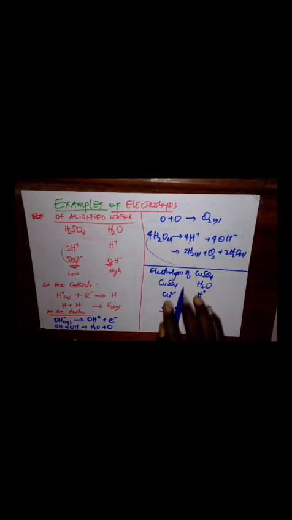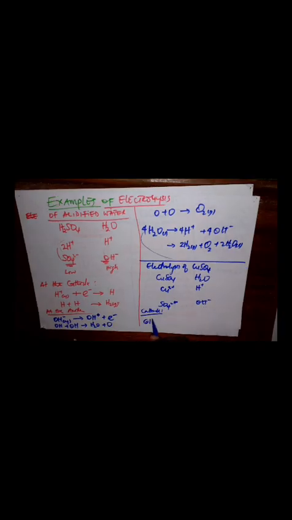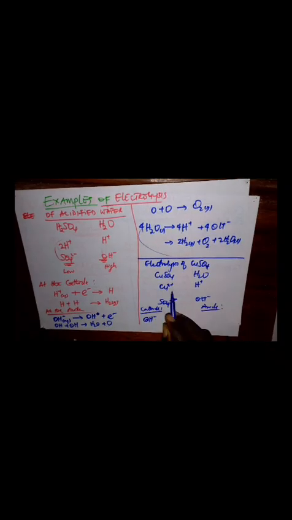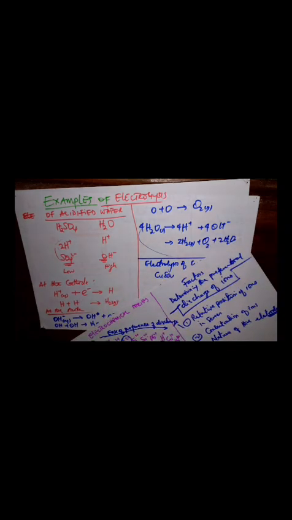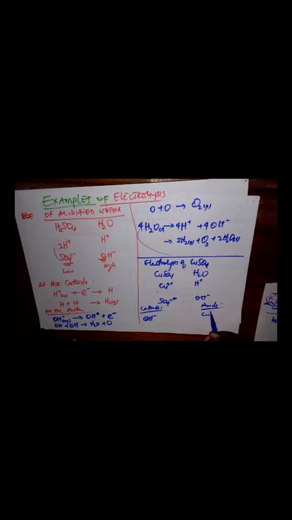So let me talk about the anode. SO4 and OH minus are there. So OH minus is released, preferentially discharged. While at the cathode, we have copper and hydrogen. Copper is below hydrogen in that series. See hydrogen, see copper. Because copper is more, it will be discharged, even though they are close to each other. Copper will be discharged preferentially.